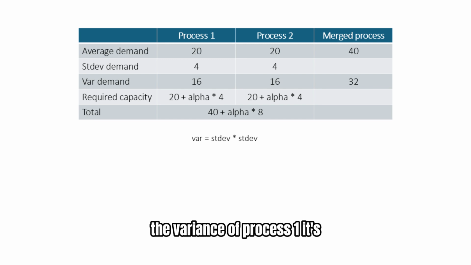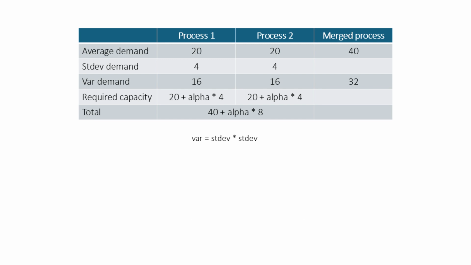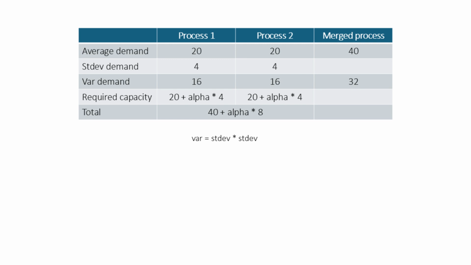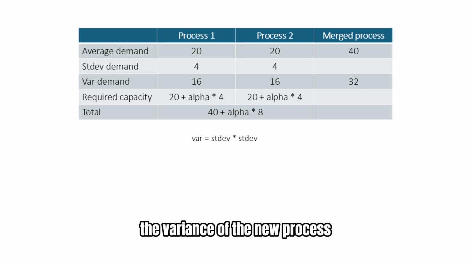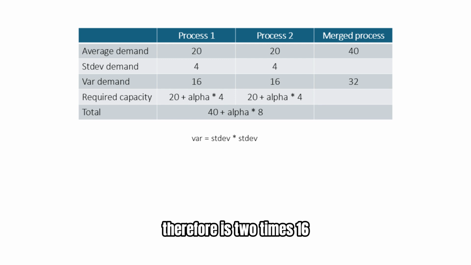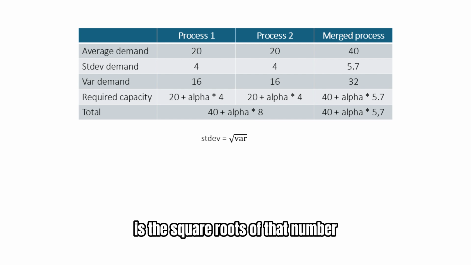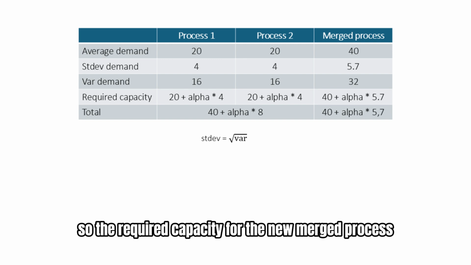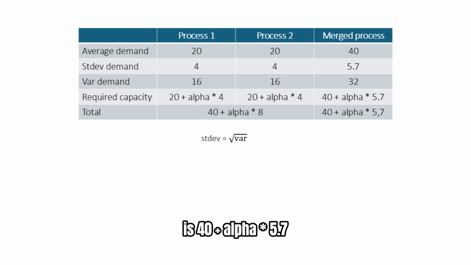The variance of process 1 is 16, 4 times 4. The variance of process 2 is then also 16. The variance of the new process, therefore, is 2 times 16, it's 32. The standard deviation is the square root of that number, so it's the square root of 32, which is 5.7 rounded off. So the required capacity for the new merged process is 40 plus alpha times 5.7.